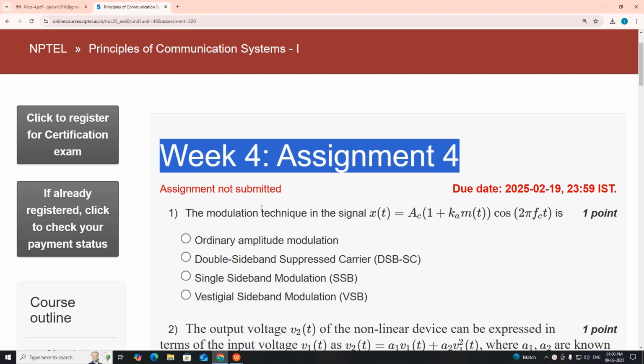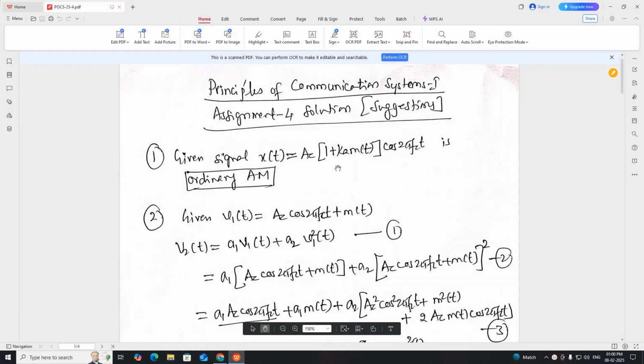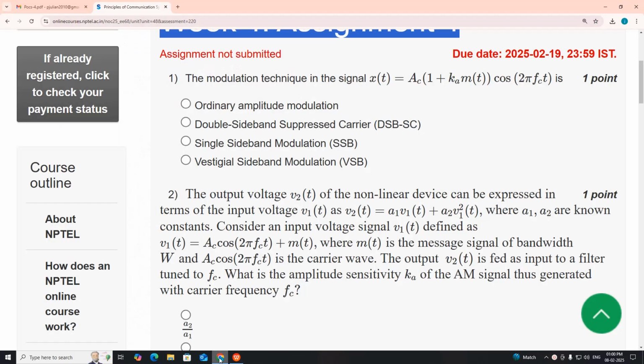Communication Systems 1. First question: the modulation technique in the signal x(t) = Ac[1 + k m(t)] cos 2πfc t is? So we know it's well known, this given equation is an ordinary AM equation. So the answer is option A.